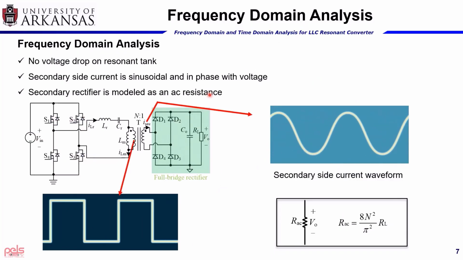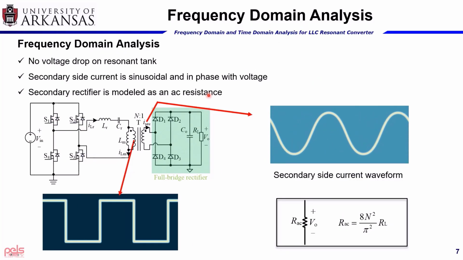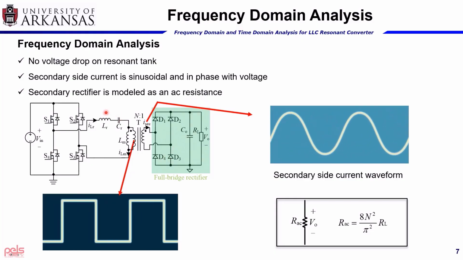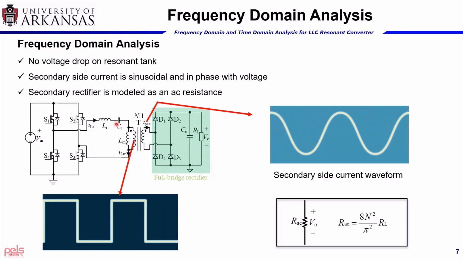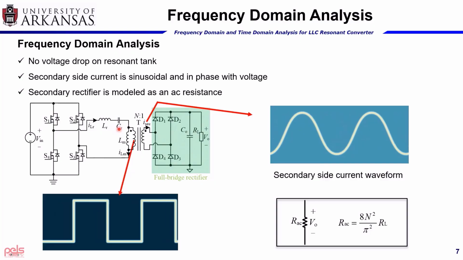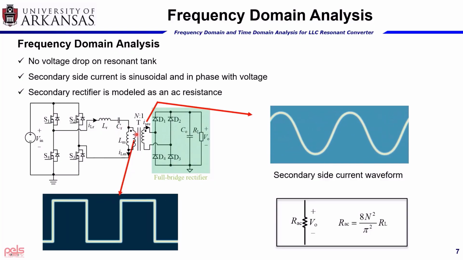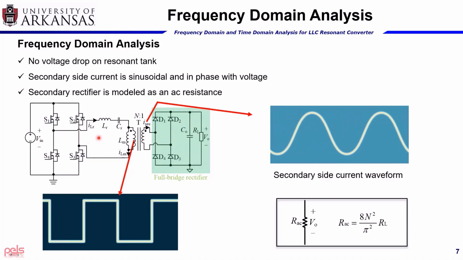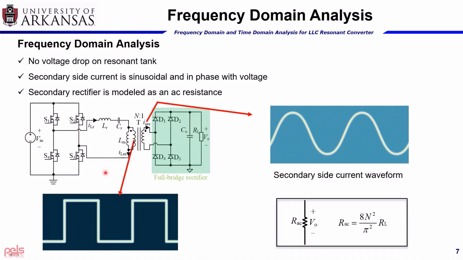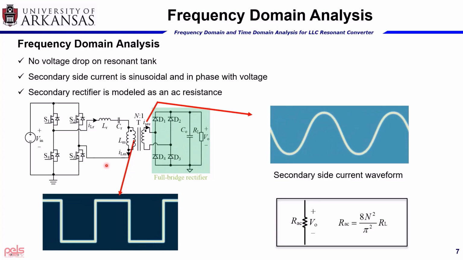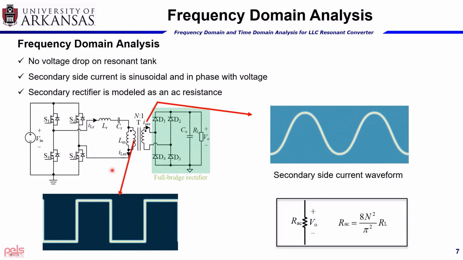This slide summarizes the modeling process for the secondary rectifier. Since the converter is always operating at resonant frequency, there will be no voltage drop across the LC resonant tank. The voltage across the transformer will be the same as the full-bridge inverter output, which is a square wave voltage waveform, and we can use its fundamental harmonic to represent it.